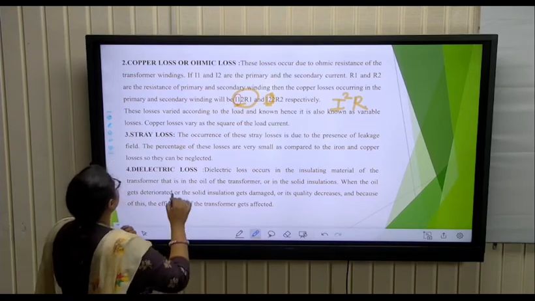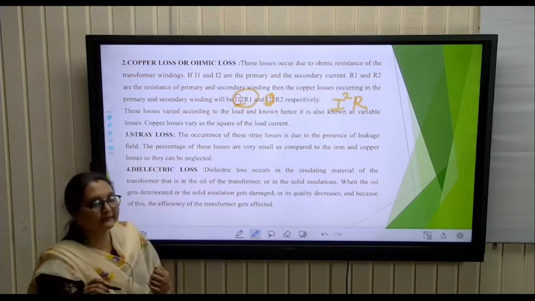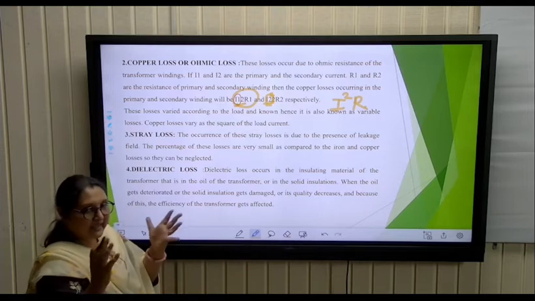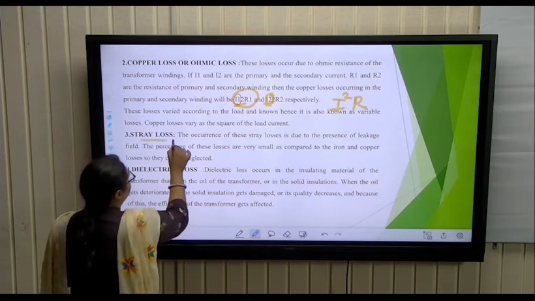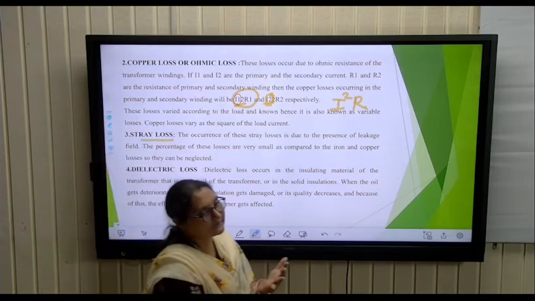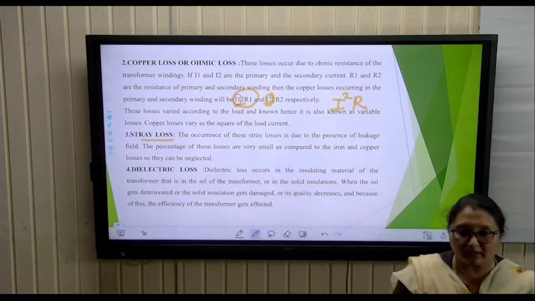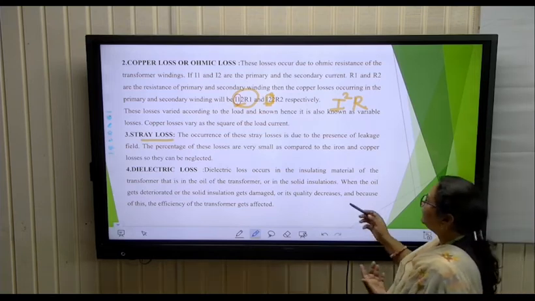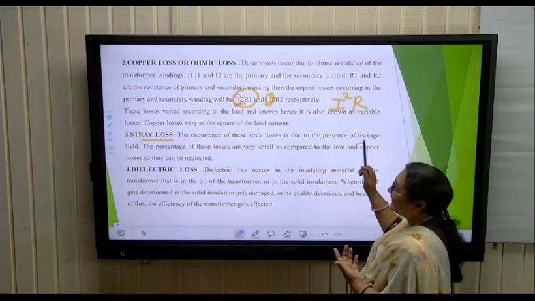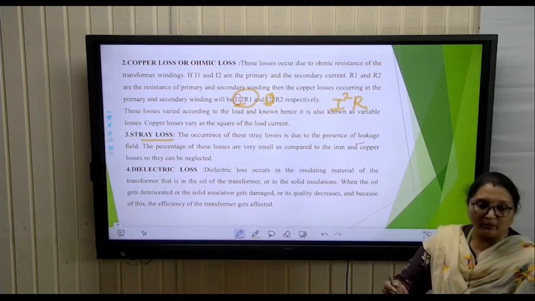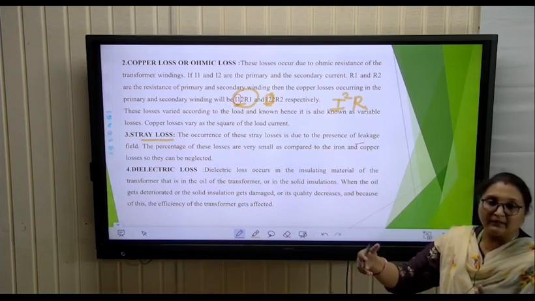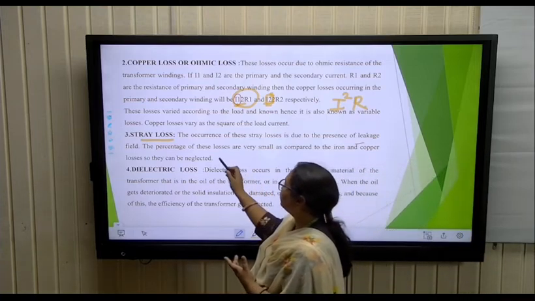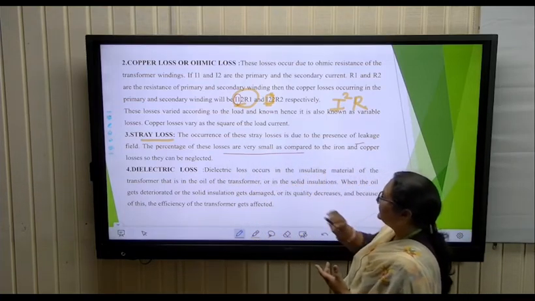Other than these two losses, copper losses as well as core losses, which are very important, we have some stray losses also. The occurrence of stray losses is due to other magnetism or other types of material kept near the transformer, that is, due to the presence of a leakage field. Suppose you have a transformer and some magnetic materials are kept near it. That is going to affect the stray losses, or the total losses, of this transformer.